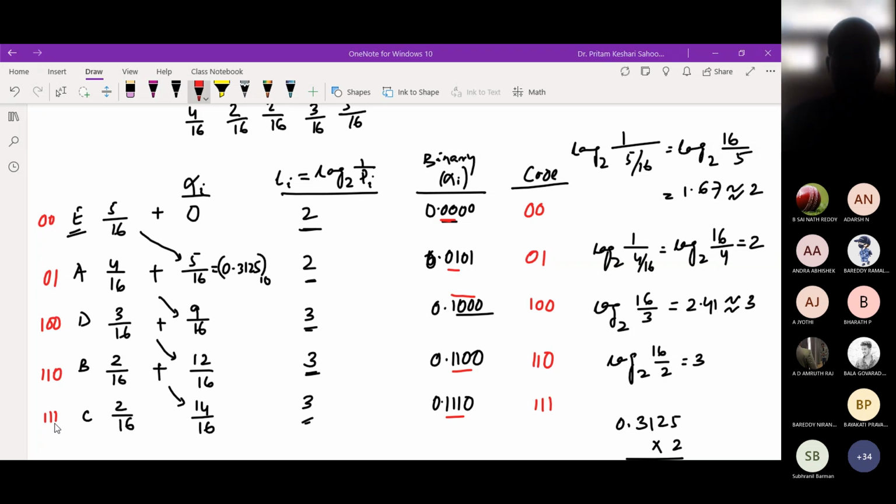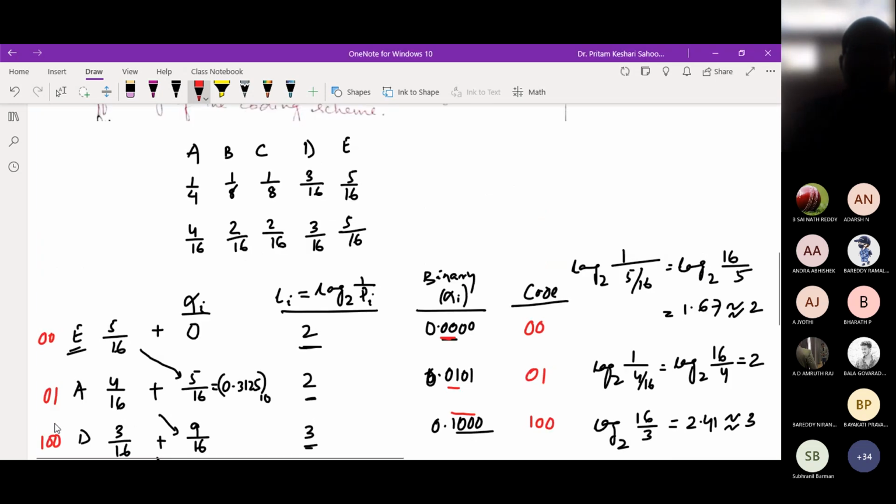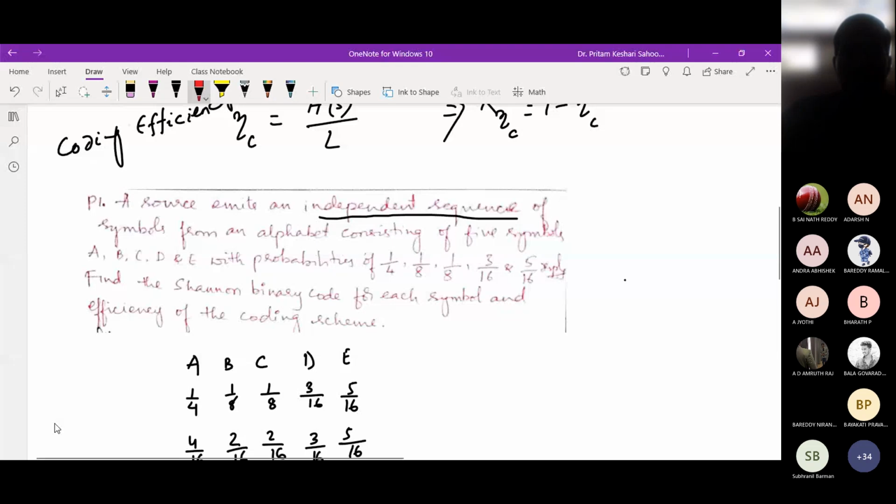So these are the different steps I explained in order to apply Shannon's coding algorithm to any particular source generating some number of symbols with different probabilities. Now, coming back to the question, we have obtained the Shannon's binary code for each symbol. The next part is to find out the efficiency of the coding scheme.